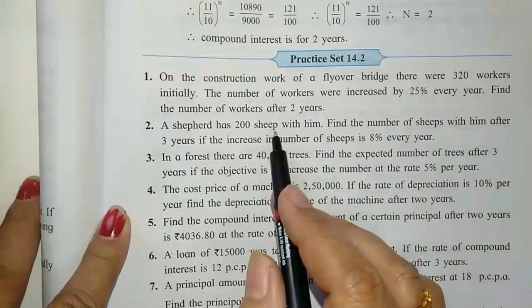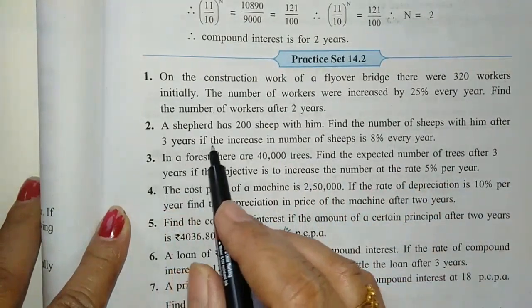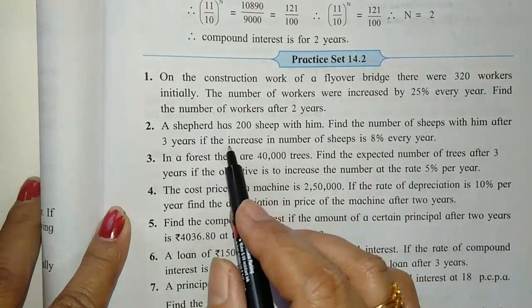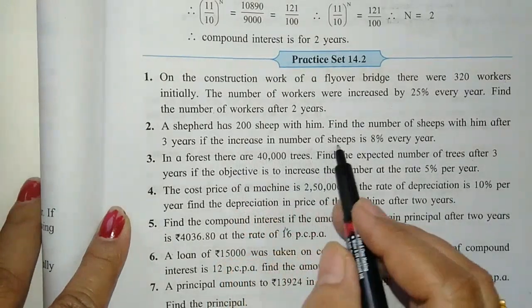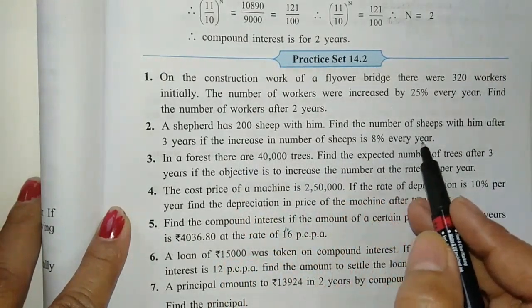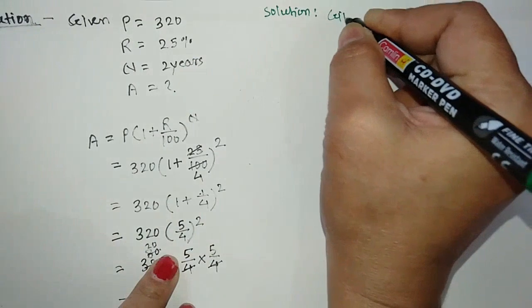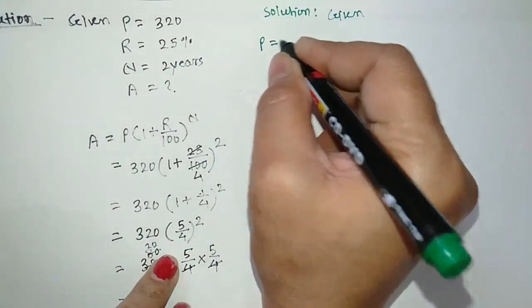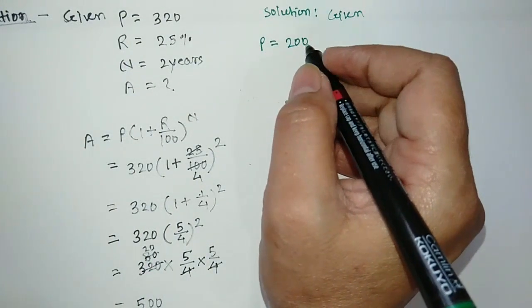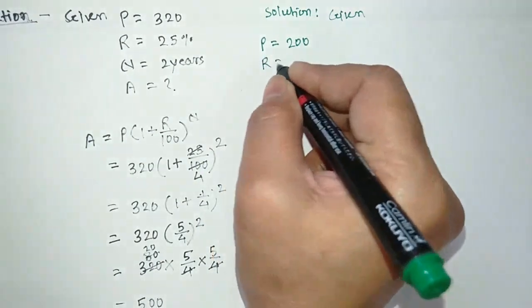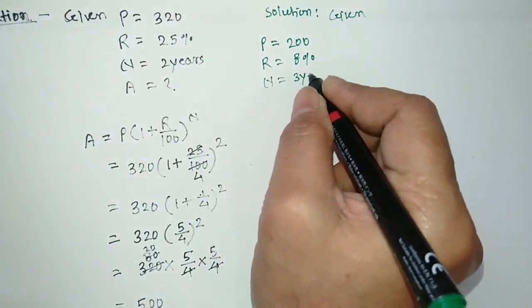A shepherd has 200 sheep with him. Find the number of sheep with him after 3 years if the increase in number is 8% every year. Again, increase, this word is given here. So R is taken as positive. Firstly write down the given things. Given P is equal to 200. R is equal to 8%. N is equal to 3 years.